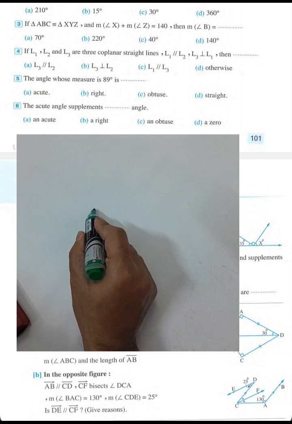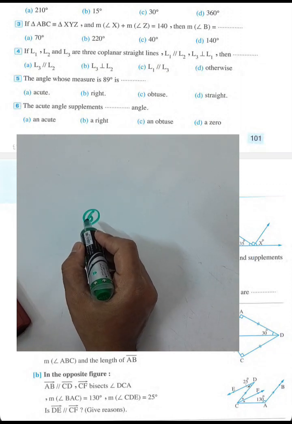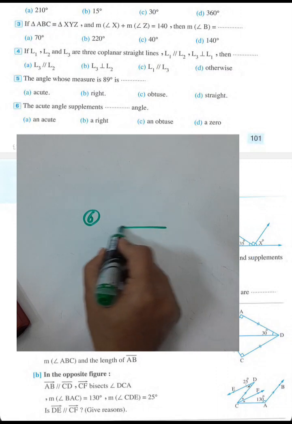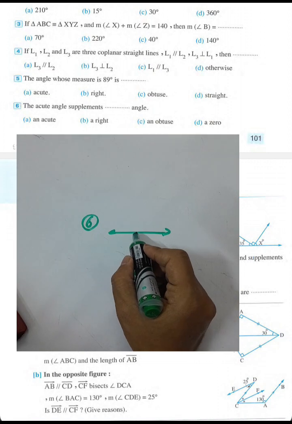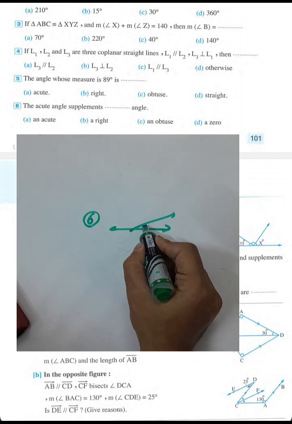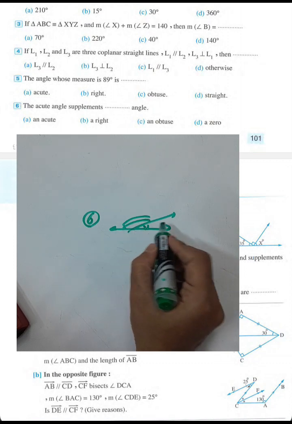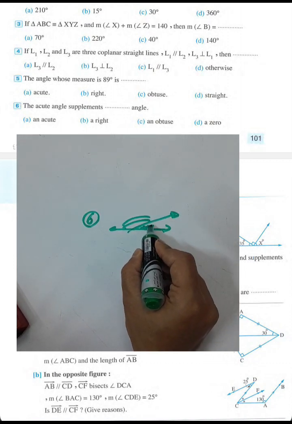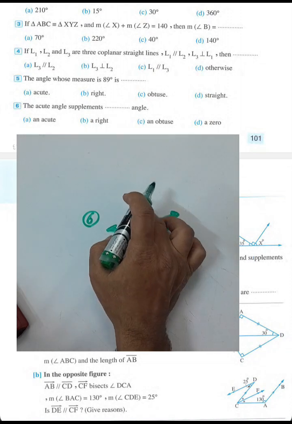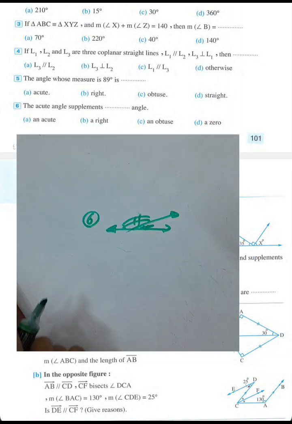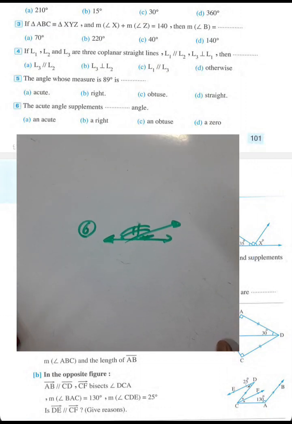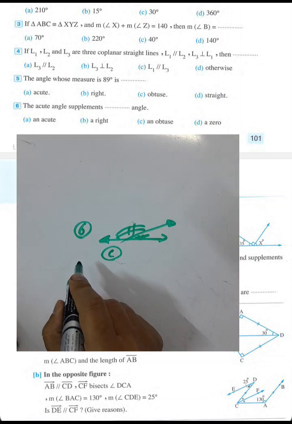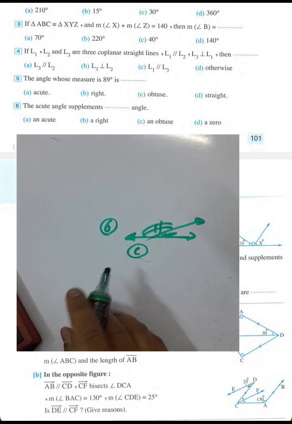Question 6. The supplement of an acute angle is what? Supplement means the sum of the two angles is 180. Then if we have an acute angle here, its supplement is an obtuse angle. Acute angle supplement is what? I call it an obtuse angle. Okay. Question 6, the answer is letter C. The acute angle's supplement is an obtuse angle.